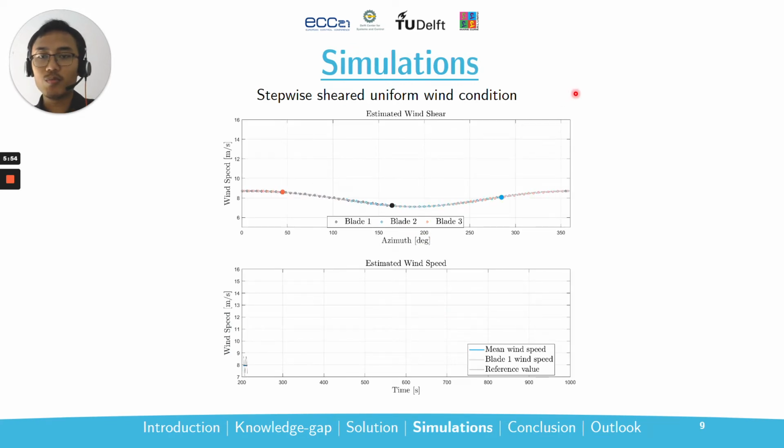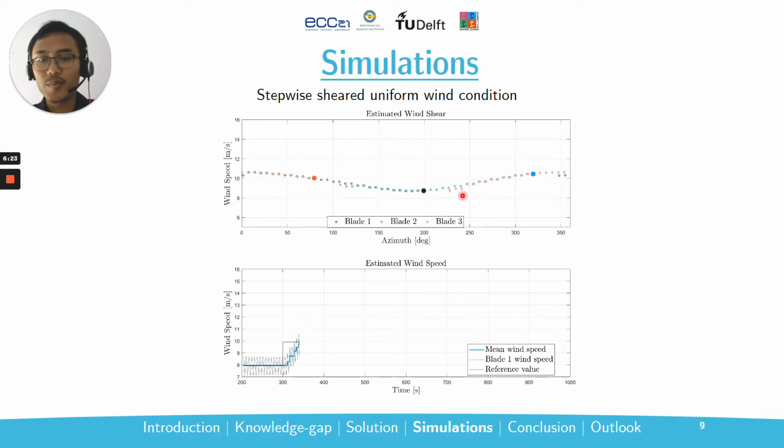Now let's take a look into the simulation results. In the first case here, we have a stepwise shear wind condition. In the first figure here, we have the estimates of the wind speeds, and on this axis the azimuth positions. As we can see here, because we are using a sheared wind, the wind goes into lower wind speeds at about 180 degrees, because that's where the wind speed is at its lowest according to the wind shear model.